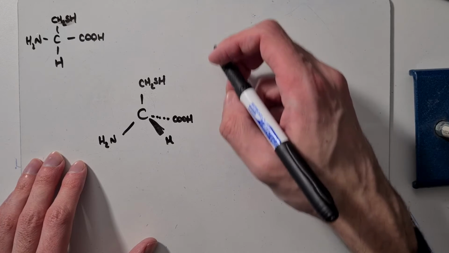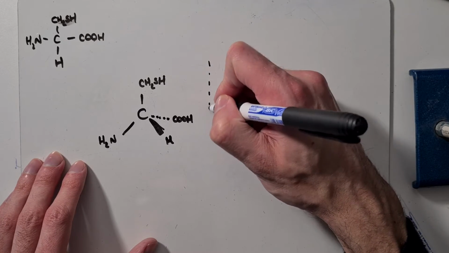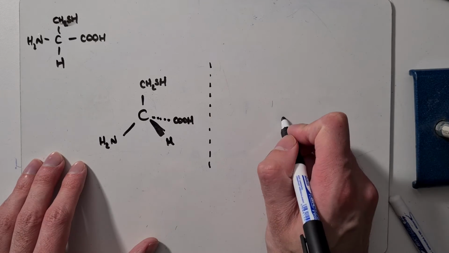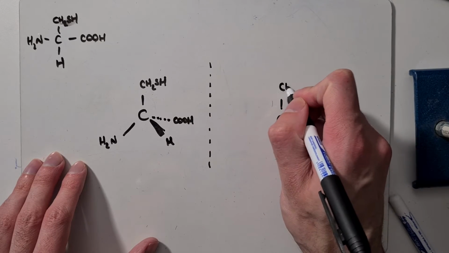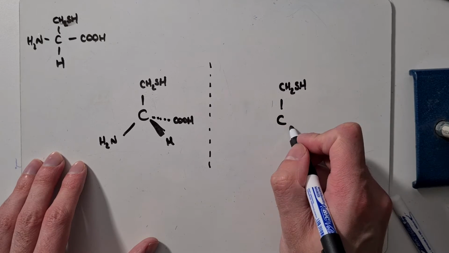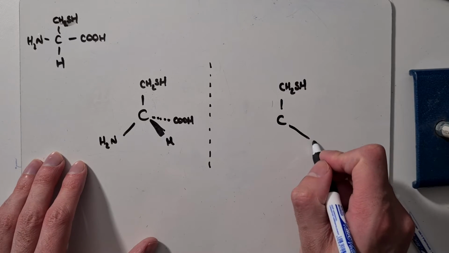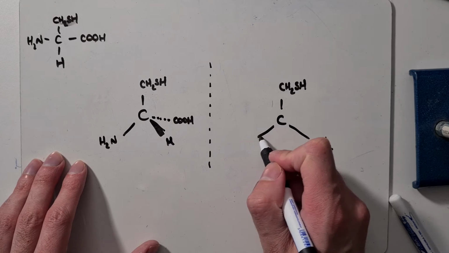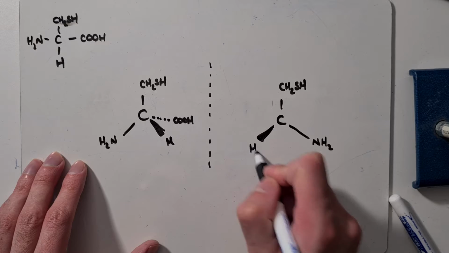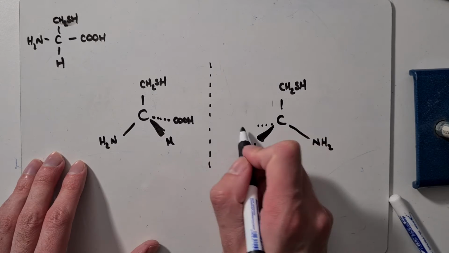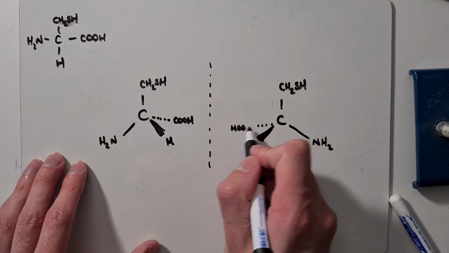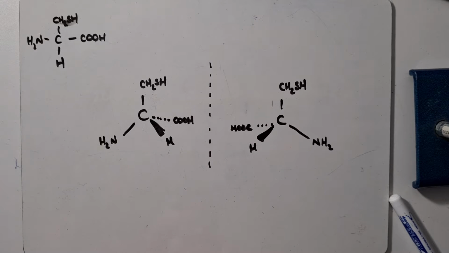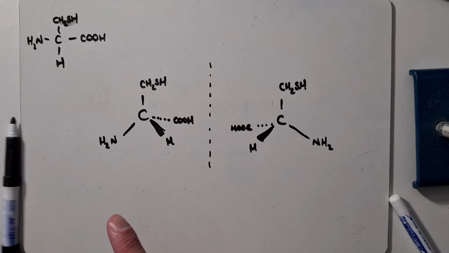Now it does ask to show the optical isomers, so I have to draw the optical isomer. So this is my mirror plane. Carbon in the middle. I can put my CH2SH still going straight up. Now, going over here in the same plane, I've got my amine group. Coming out towards me down here, I've got my hydrogen. And then over here, I'm going to have my carboxylic acid group. And that's then my isomer. And they are mirror images of each other.